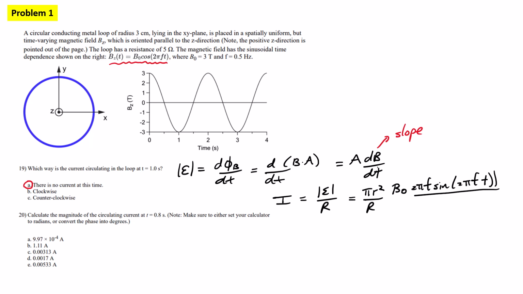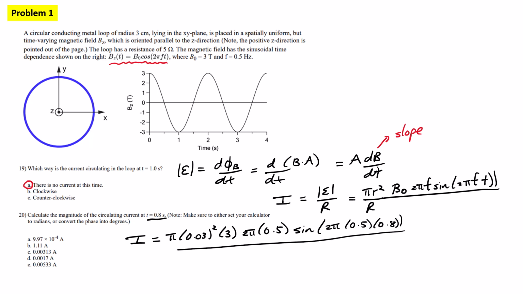Okay, now we have to be very careful. There are a lot of numbers to substitute into here, so just be very careful when you do this. Pi we know, the radius is 0.03. Square that. B0 is that field amplitude, that is 3. Now we have another 2 pi, the frequency is 0.5 hertz. And now we have all of this. Make sure your calculator is in radians here, or convert everything to degrees and just be careful. Now the time that we are substituting in here corresponds to this of 0.8 seconds.